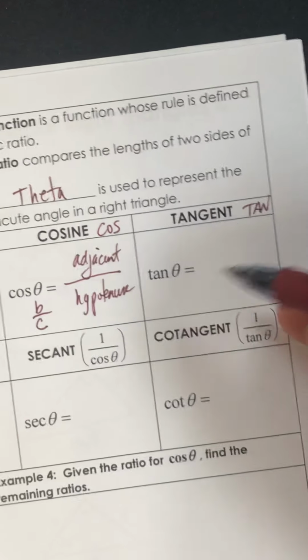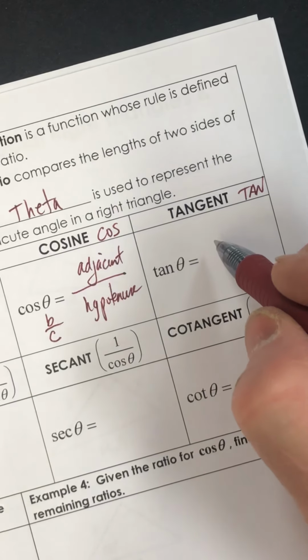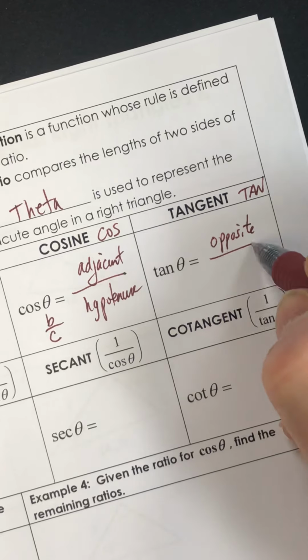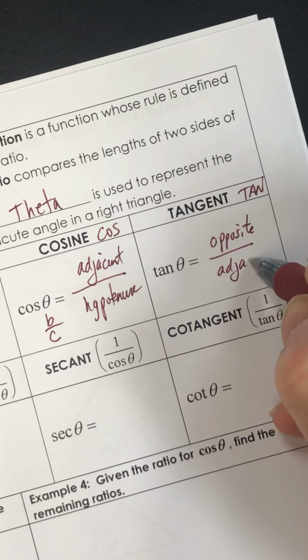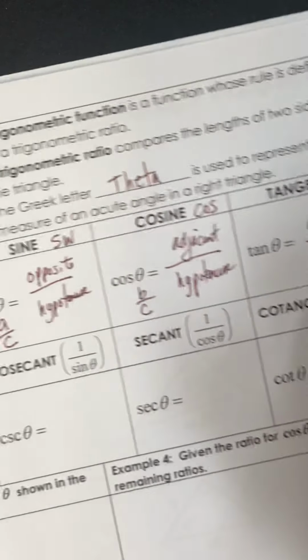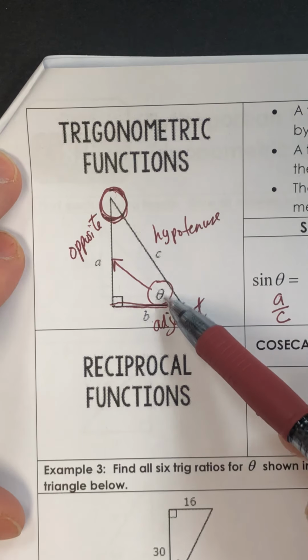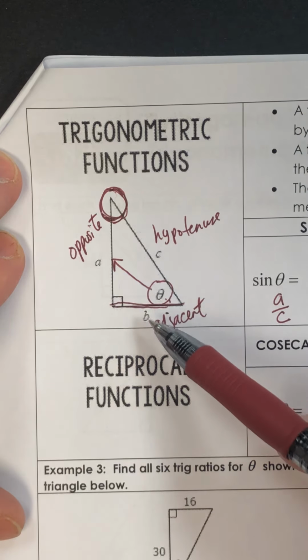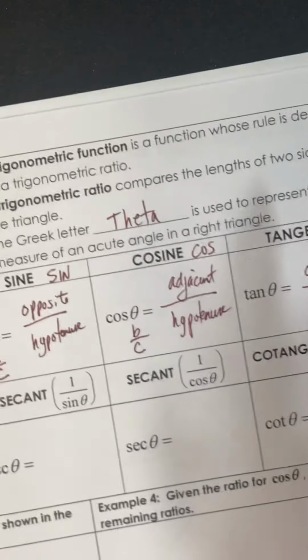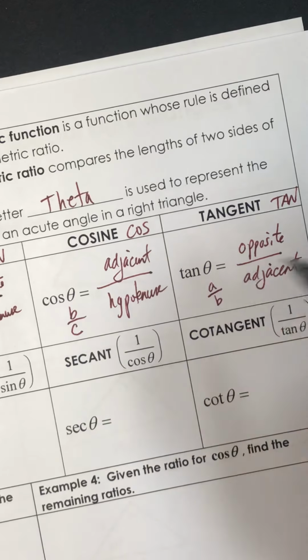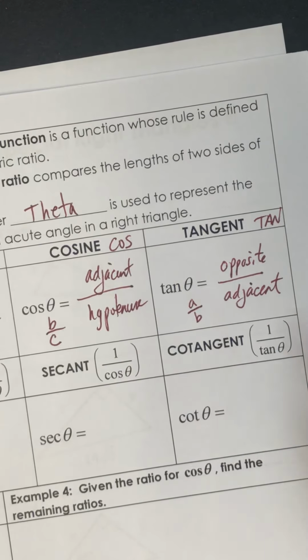Tangent is the side opposite over the side adjacent. From the figure, since we're going from this angle, the side opposite is A and the side adjacent is B. So this would be A over B, depending on what it was that you're writing down.